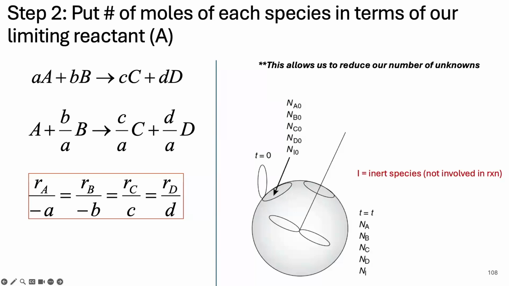So how do we put the number of moles of each species in terms of our limiting reagent? Well, we take our stoichiometric coefficients and normalize by our limiting reagent. So if A is our limiting reagent, we can normalize all the coefficients with respect to A. It has a similar effect on relating the rates of consumption or depletion of our species as well. And so we're doing this now to reduce the total number of unknowns in our system.